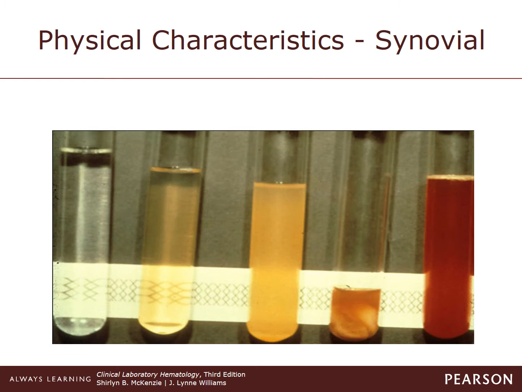Here are the physical characteristics of the synovial fluid based on the classifications of Group 1 through 5, where you'll see the traumatic Group 5 bloody sample, and Group 3 the bacterial opaque hazy sample. Number 1, non-inflammatory, number 2, inflammatory. You start to see a little bit of that pale yellow color.